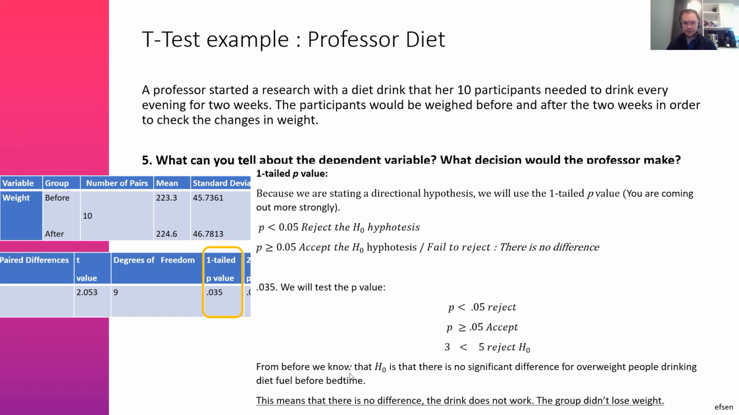Okay. From before, we know that H0 is that there is no significant difference for overweight people drinking diet fuel before bedtime. Our conclusion then, this means that there is no difference. The drink does not work. The group didn't lose weight. We can see that 0.035 is less than 0.05. We need to reject our H0.